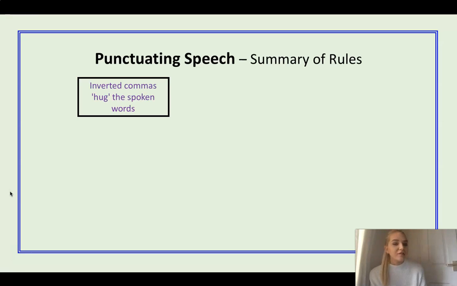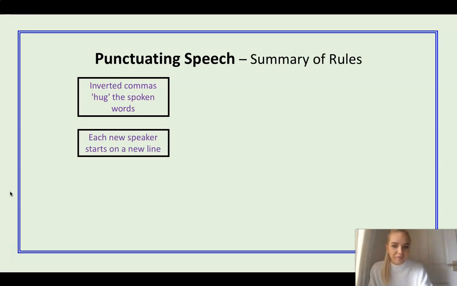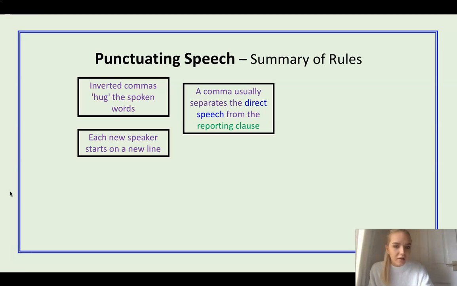So, the first rule that we looked at is that the inverted commas hug the spoken word. So anything that is being said must be hugged by our inverted commas. Well done if you got that one. The one that we just looked at: each new speaker starts on a brand new line to stop our dialogue, our speech, from being too squashed together.